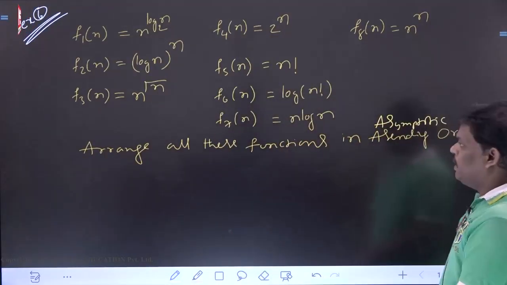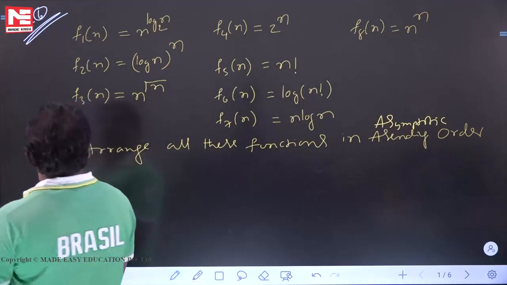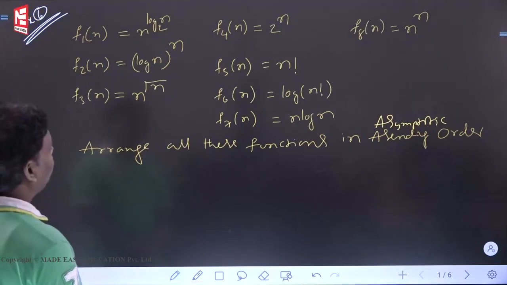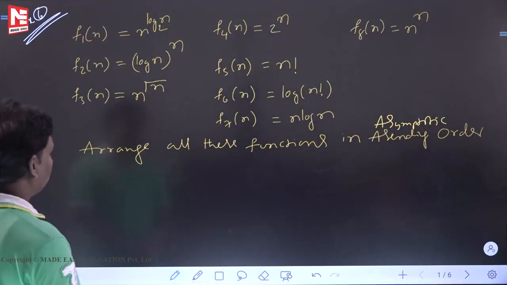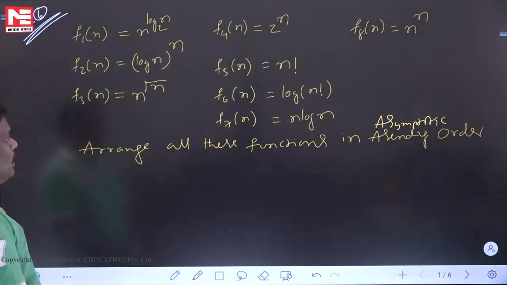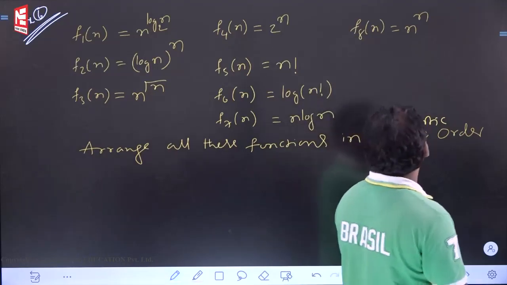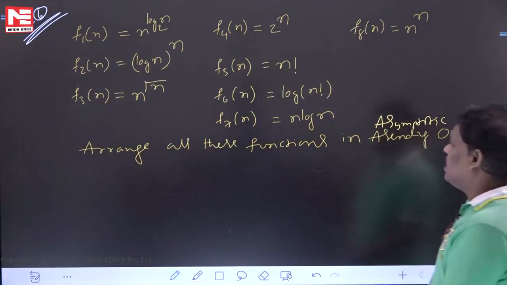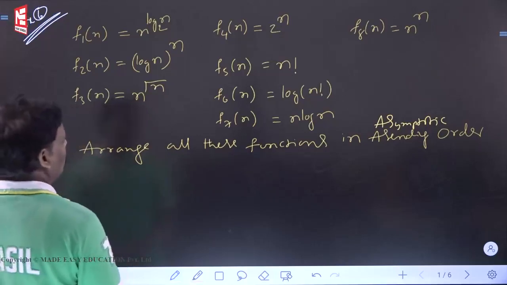Sixth problem, right? See this problem also. What are they asking in this problem? I think 8 functions are given: F1, F2, F3, F4, F5, F6, F7, F8. Total 8 functions are given. They are asking to arrange all these functions in asymptotic ascending order. Means increasing order. If equal, it's okay, right? You have to arrange all of them in increasing order or ascending order.